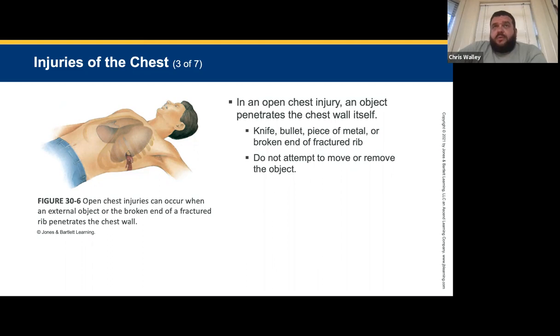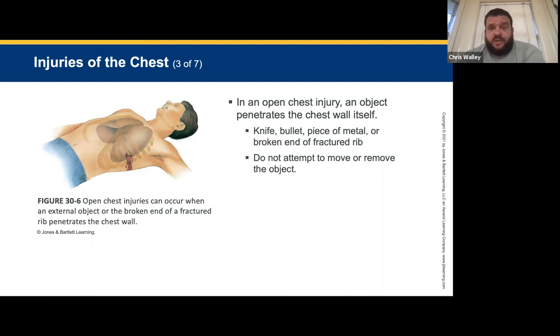We don't want to remove those. We're going to have to leave those in place because we don't know what removing an impaled object might cause, or we're going to automatically start causing internal bleeding that we just can't fix. So it's easier if we leave it there and let them worry about that when they get to the facility.